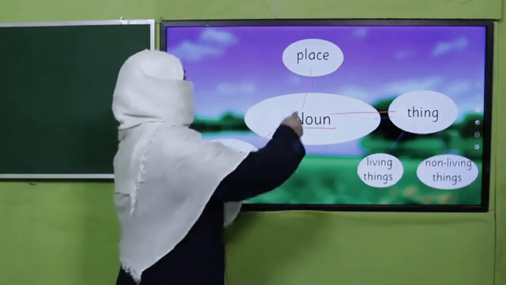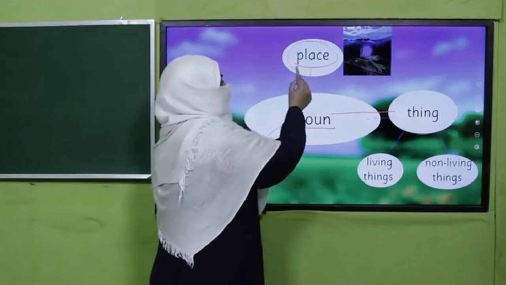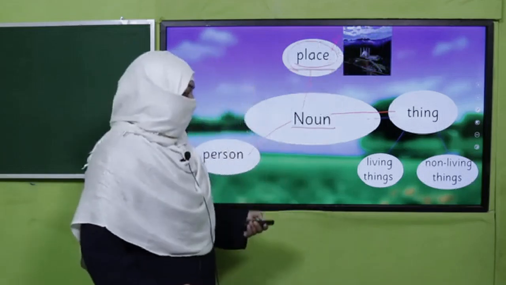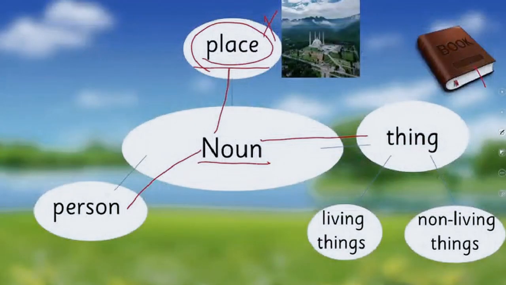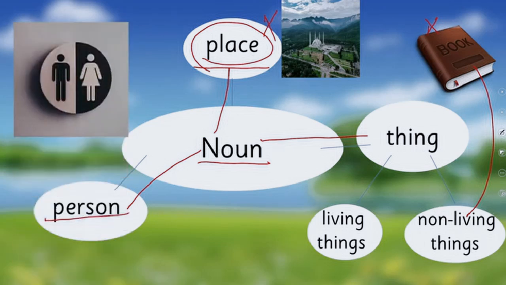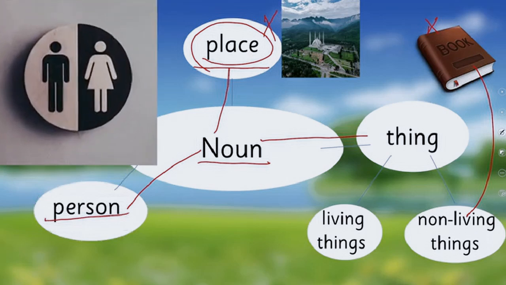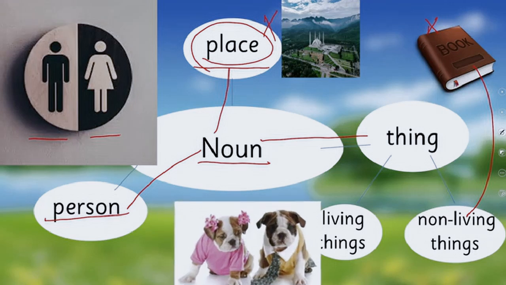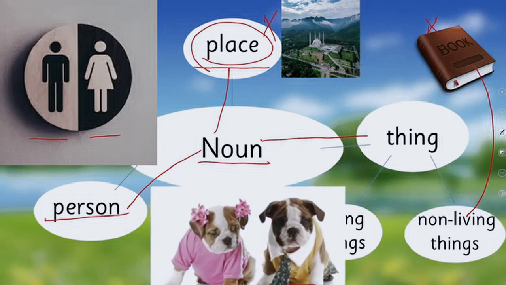Now, when we talk about place, it does not have any gender. And again, when we talk about non-living things, they also don't have any gender. That's why they are called neuter. I'll explain it to you later. And when we talk about person, it refers to a pair, a male and a female. Likewise, when we talk about living things, many of the living creatures have male and female.